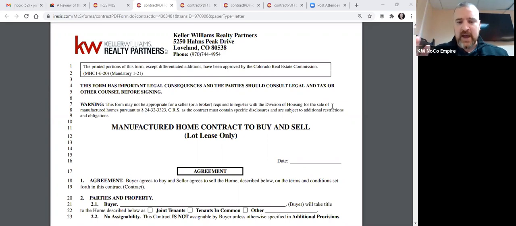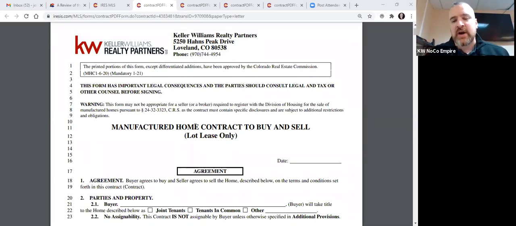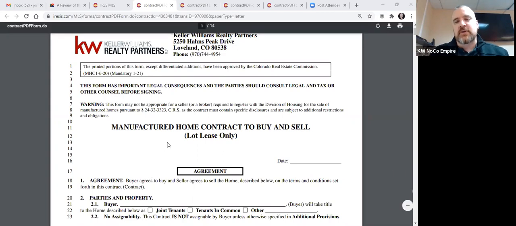Okay. Now, the way that you can determine that is on the manufactured home contract, it tells you in parentheses here, this is for the lot lease only, type of transaction, where we are not dealing with the sale of land. We are dealing with a manufactured home that is on a leased lot. So for all intents and purposes, I want you to think mobile home park or manufactured home park. That is when we would use this contract.